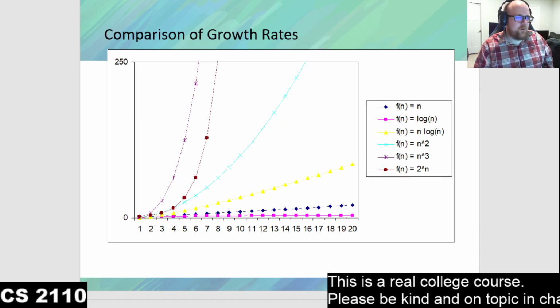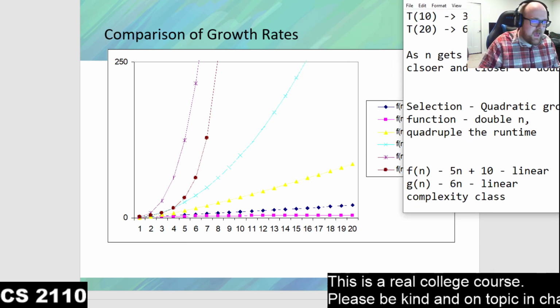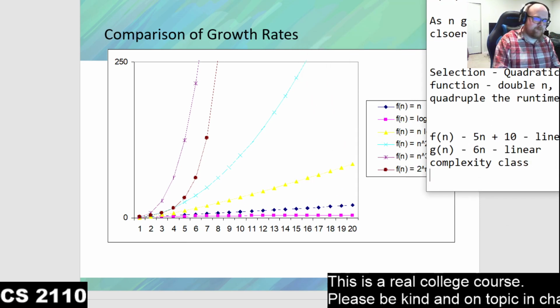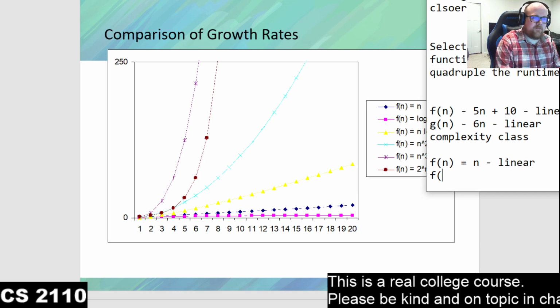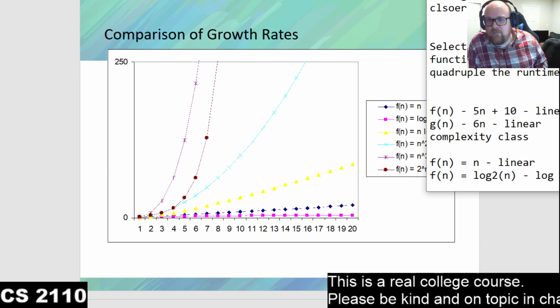So, for example, now we have these complexity classes, and I'm going to show these off. These complexity classes are as follows. F of n equals n. This is linear. F of n equals log base 2 of n. This is log.